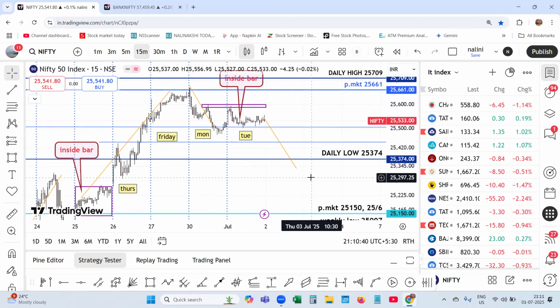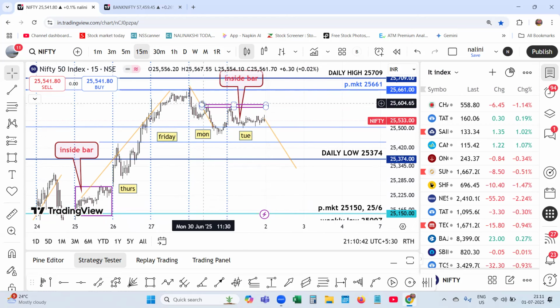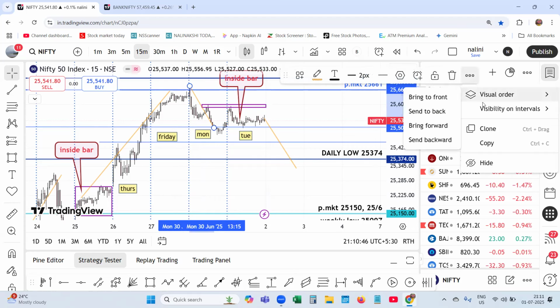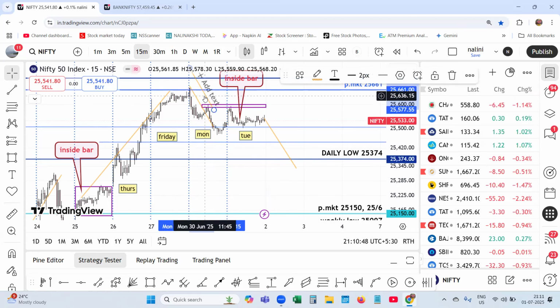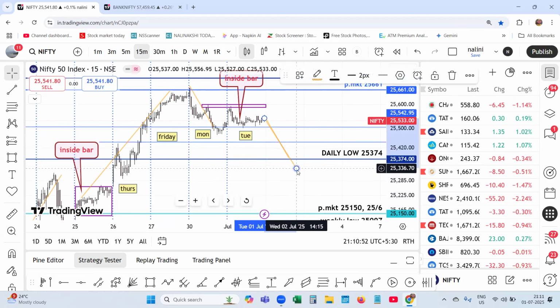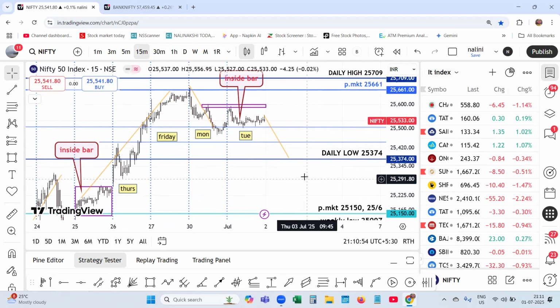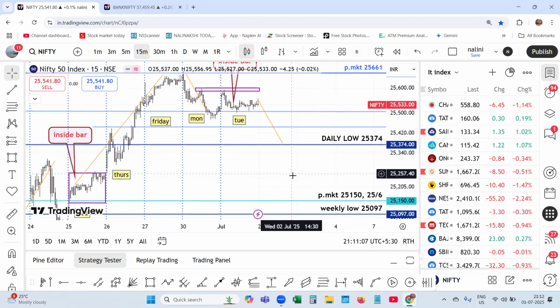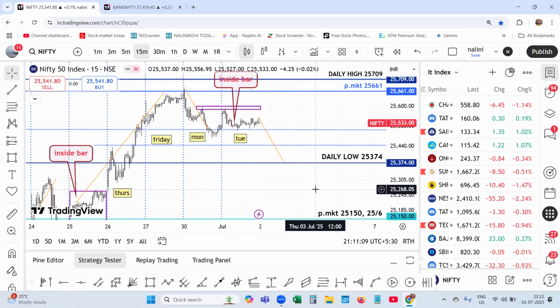If it is a measured move, we can expect, let me clone this. I'm cloning this and bringing it down. We can expect this much move in the market. That comes to 25,374. This pattern may come over here.